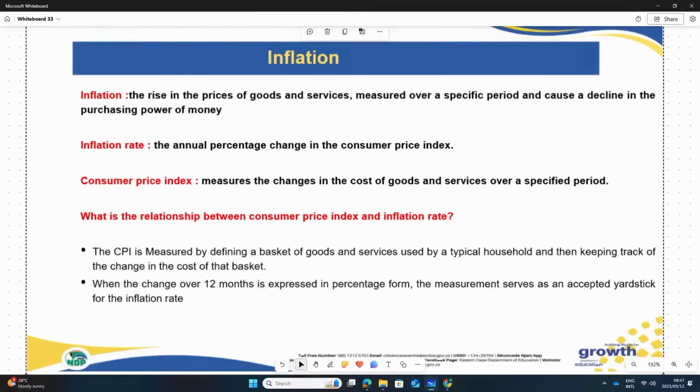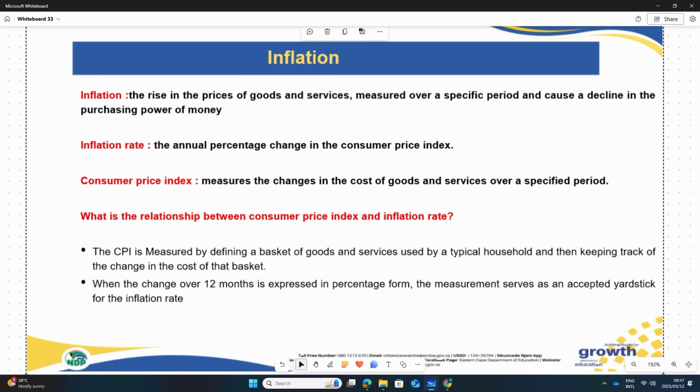Now, let us unpack the last subtopic for today's lesson, which is inflation. Inflation is the rise in the price of goods and services measured over a specific period, which causes a decline in the purchasing power of money, and the inflation rate is the annual percentage change in the consumer price index. Consumer price index measures the changes in the cost of goods and services over a specific period. What is the relationship between consumer price index and inflation rate?